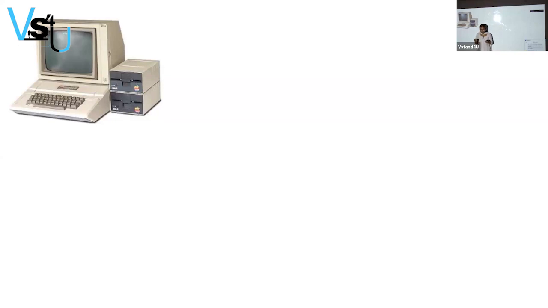And also the weight of the computer. Today you can carry laptops and desktops in your hand. But during those days, it was more than 25 tons. I hope you know what the weight of 1 ton is. So more than 25 tons. That much big the computers were.